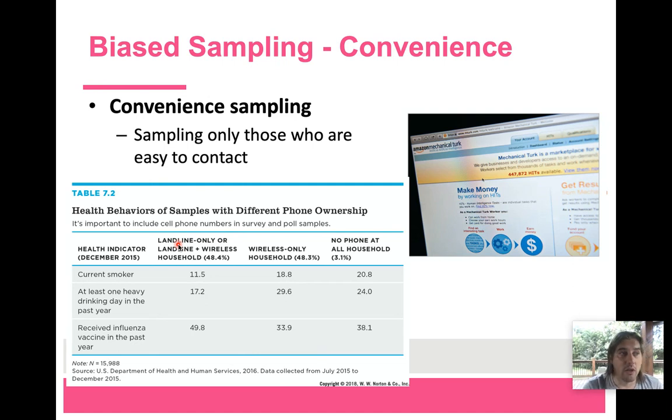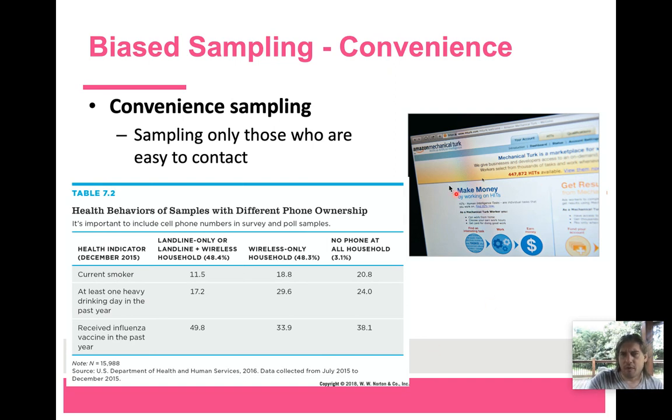Maybe we used the phone book, which is like free and available and convenient, right? So we only call people on landlines. Our data are going to systematically differ from everyone else's data. And so we need to be careful about just using the most convenient method of collecting data, because that method of convenience might have implications for the data.